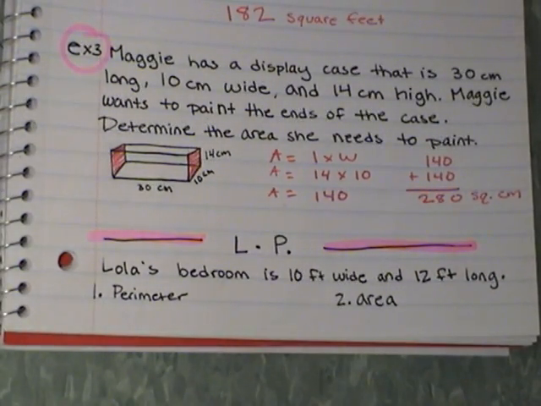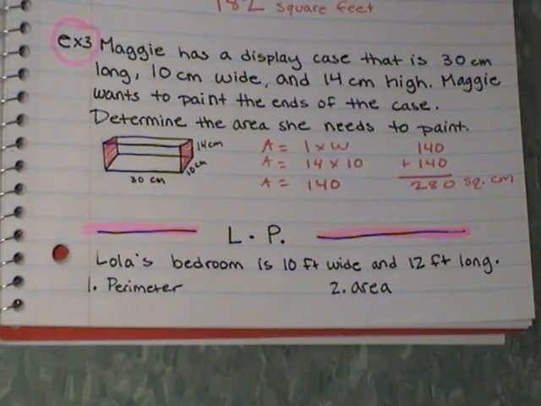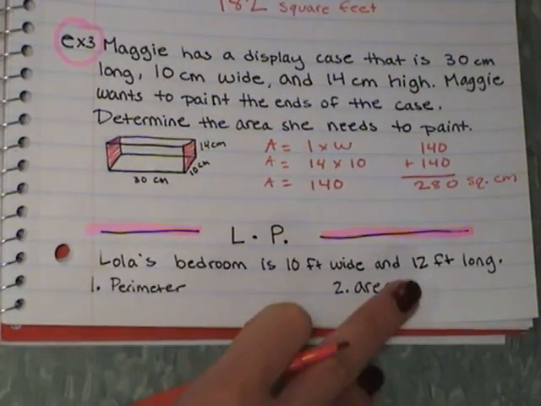And we will be doing a lot of these in class, so we will practice more examples as well. Alright, for your lesson practice, Lola's bedroom is 10 feet wide and 12 feet long. I want you to find the perimeter and then find the area.